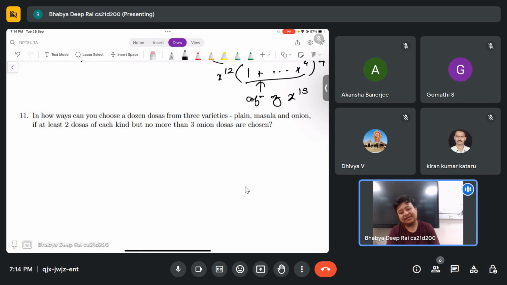In how many ways can you choose a dozen dosas from three varieties, plain, masala, and onion, if at least two dosas of each kind, but not more than three onion dosas are chosen? There's a lot of play of words here, but once you figure it out, it is pretty straightforward. So please try.